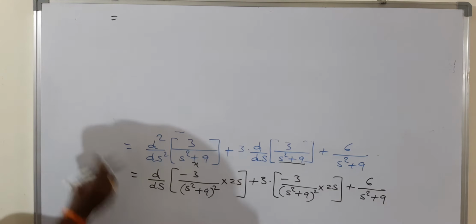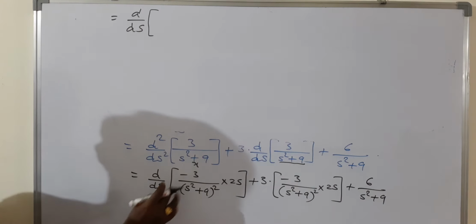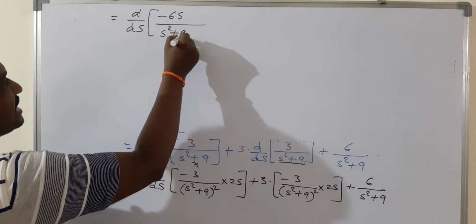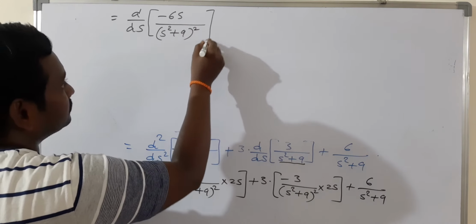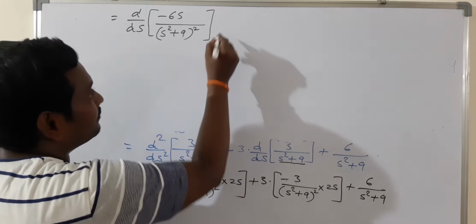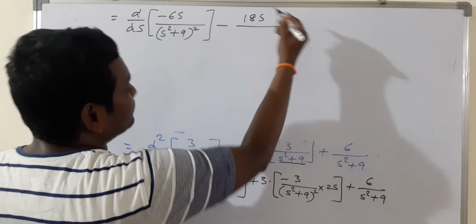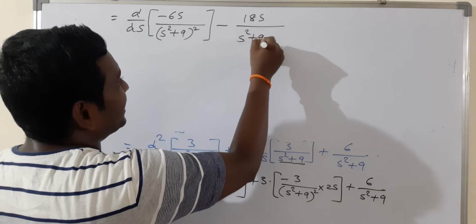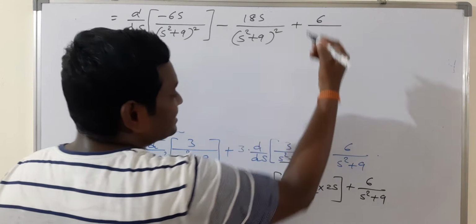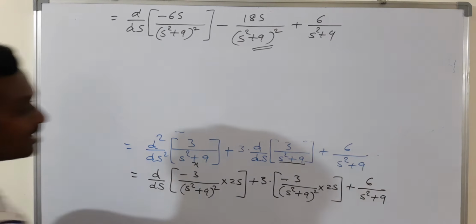Now I will write here d by ds of minus 3 into 2s, that is minus 6s by (s square plus 9) whole square. So again 3 3s are 9, plus into minus, minus 3 3s are 9, 9 2s are 18. 18s by (s square plus 9) whole square plus 6 by s square plus 9. So the last but one term is also completed.